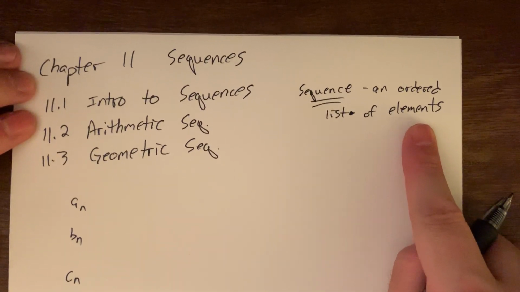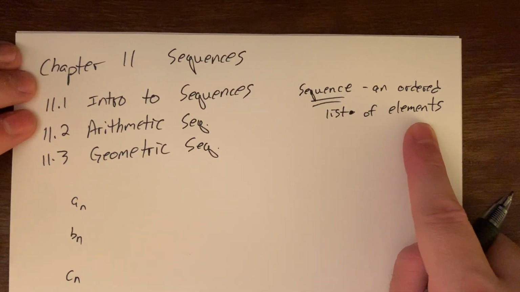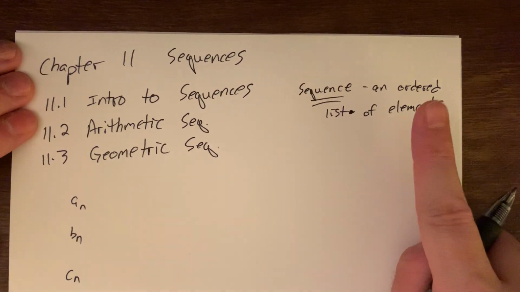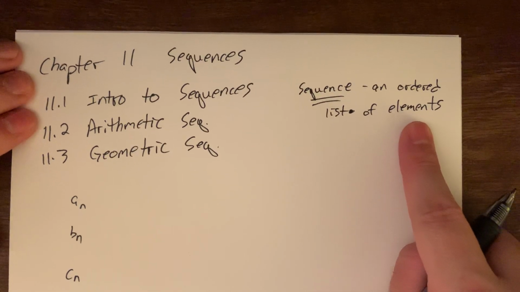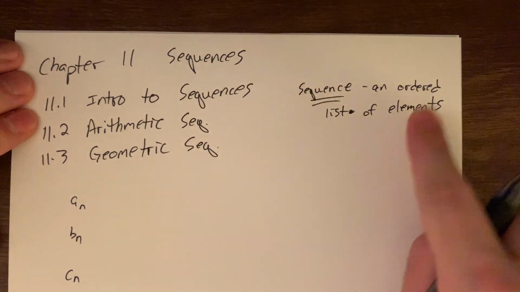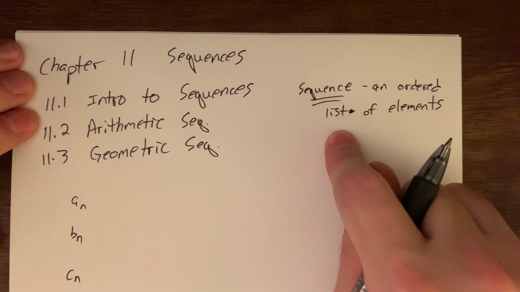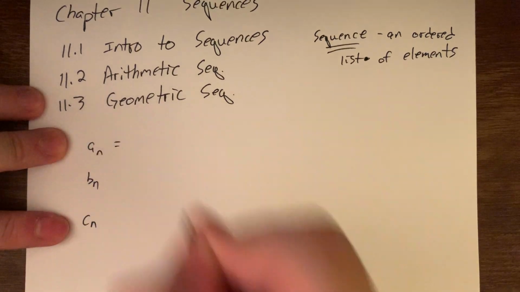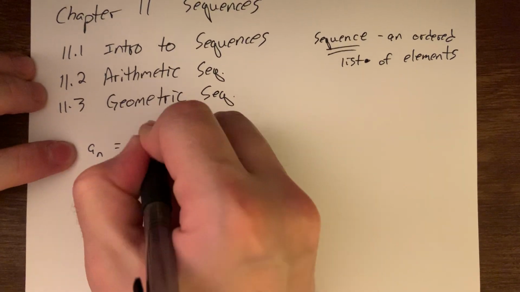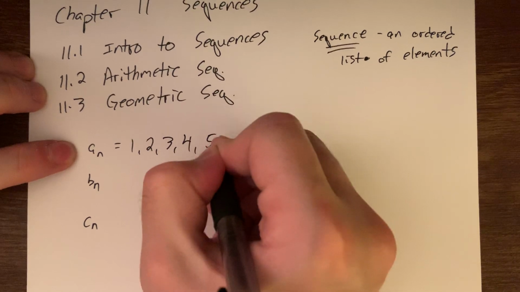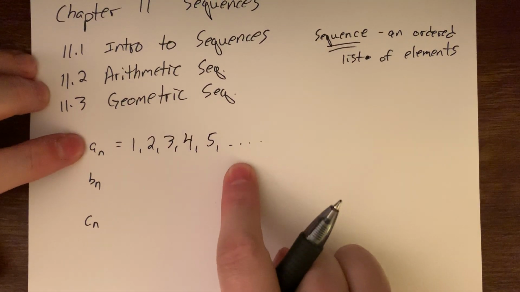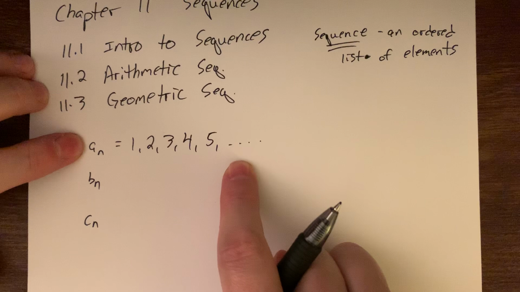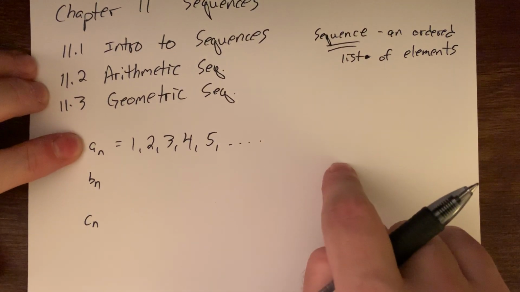Now, technically speaking, this idea of elements, this could be anything. This could be symbols, this could be notation, this could be letters, but for our purposes, we'll only be looking at sequences with numbers. So, the second part is to realize this is an ordered list. So now I'm going to jump right in and give you a couple of sequences. If a sub n is the sequence that goes 1, 2, 3, 4, 5, dot, dot, dot, sequences can end at a certain point, but a lot of times we like to think of this as an infinite sequence. This can go on forever.